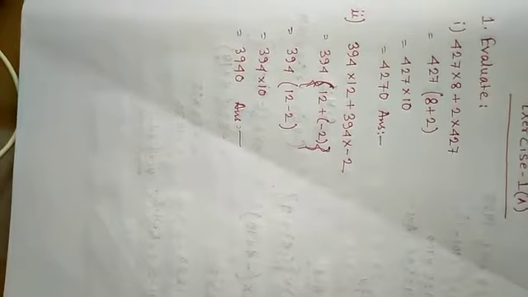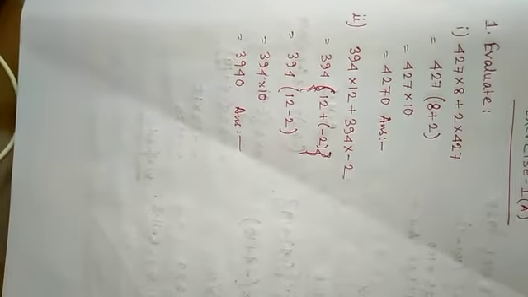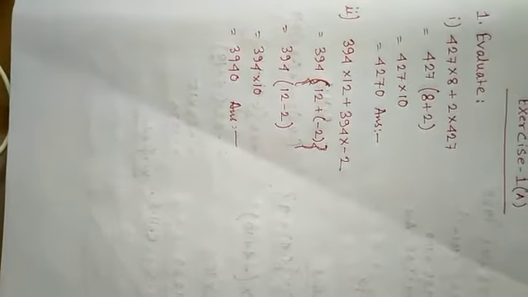That means questions 2 and 3 of question number 1: evaluate 394 into 12 plus 394 into minus 2. Here also the same thing is applicable, is it not? Okay. Now for question number 3, that means verify, there are 4 questions.